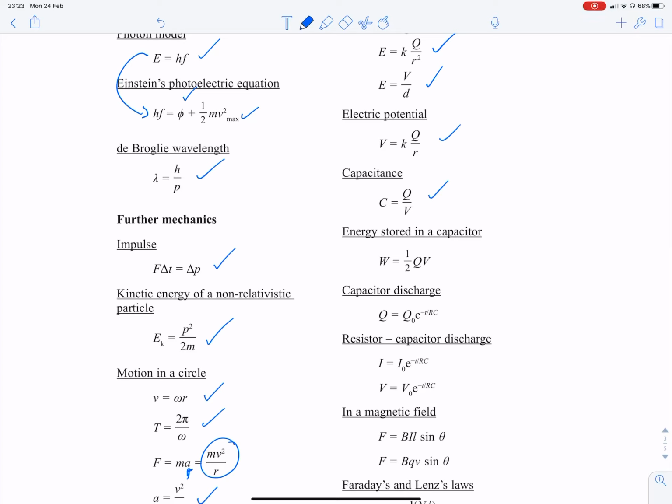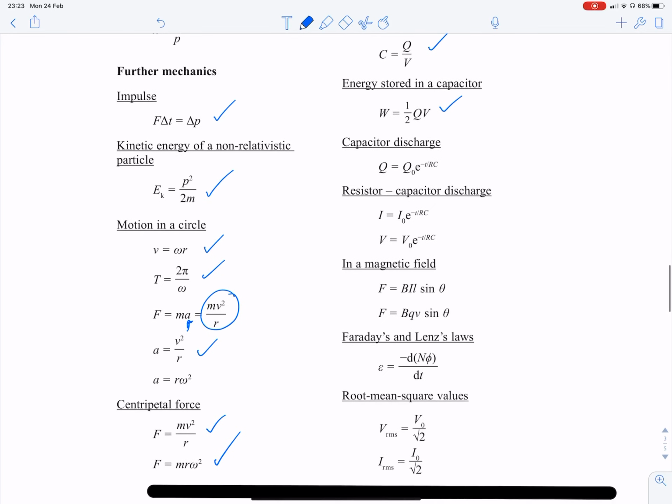Electric energy stored in a capacitor, W equals half QV. Capacitor discharge, Q equals Q naught e to the power minus t over RC, where R is the size of the resistor, and C is the capacitance. Resistor capacitor discharge, I equals I sub 0 e to the power minus t over RC. You can see how these three equations, 1, 2, 3, are sort of similar.